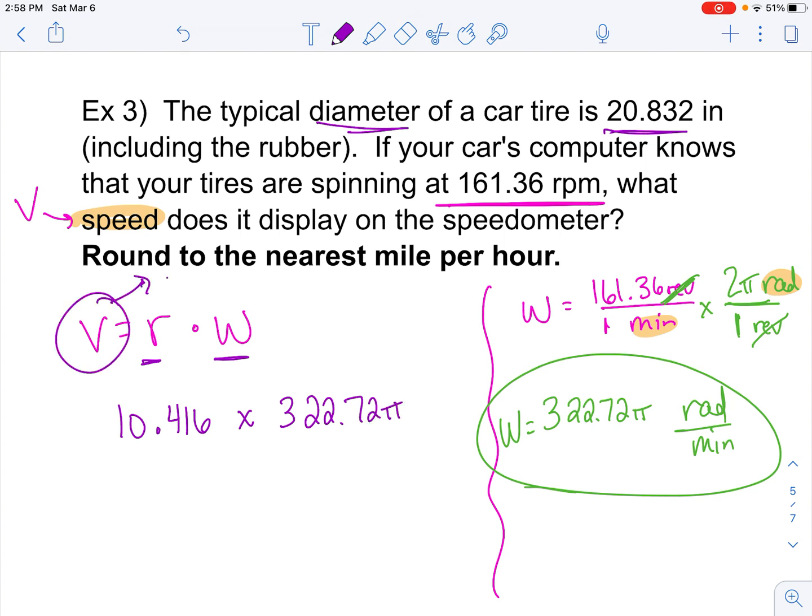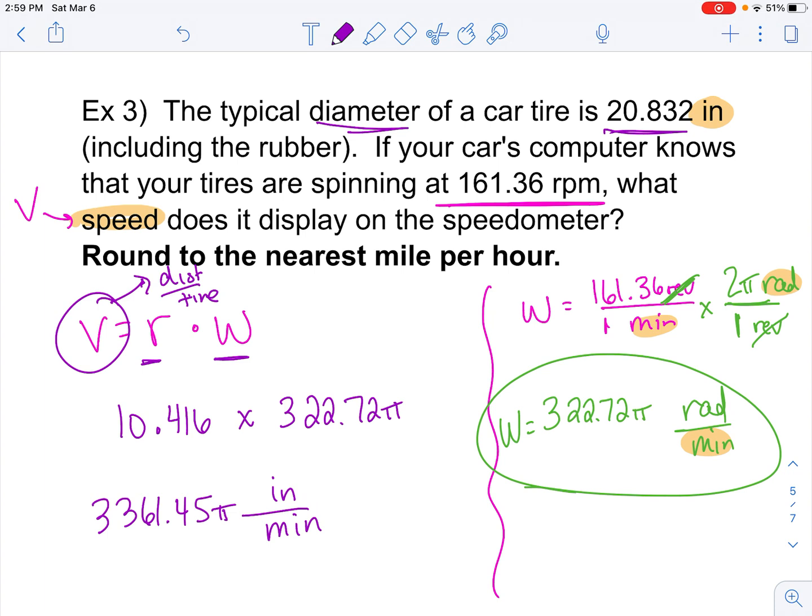Okay, remember linear speed is going to be distance over time. So my units have to be distance over time. Well, my distance in this problem was inches, so I know it's going to be inches on top. And then remember my angular speed was in minutes. So I know it's going to be inches per minute. So when I take the 10.416 and multiply by 322.72 pi, that gives me 3,361.45 pi inches per minute.